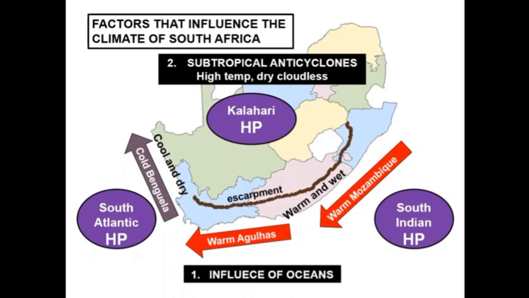Now, how does the Indian high pressure play a role? That rain will fall during the summer months in Gauteng or in the interior of the country. And how does the Kalahari high pressure play a role? That rain comes during summer months to the interior of the country. Does the Kalahari high pressure play a role when it comes to rain not falling during the winter months in the interior of the country? We'll come back to that one. Let's do number three quickly.